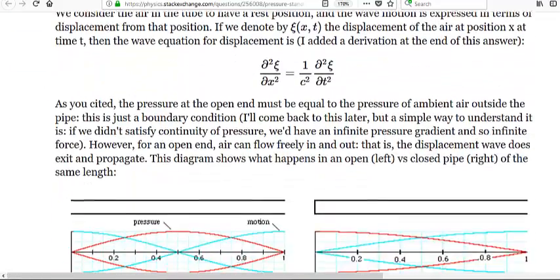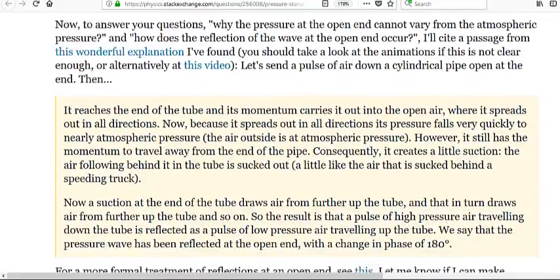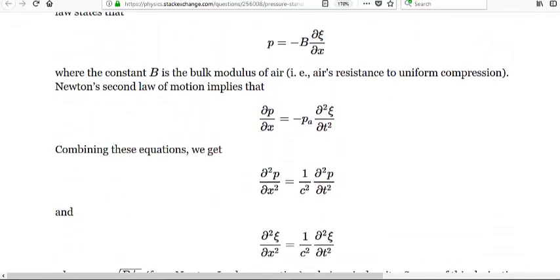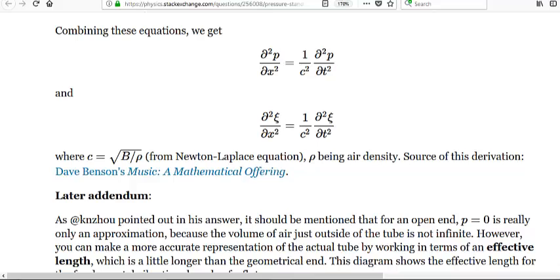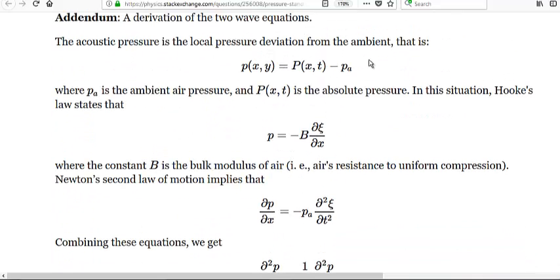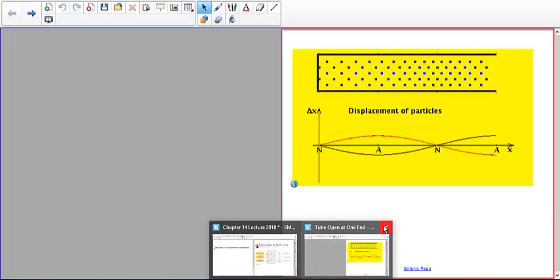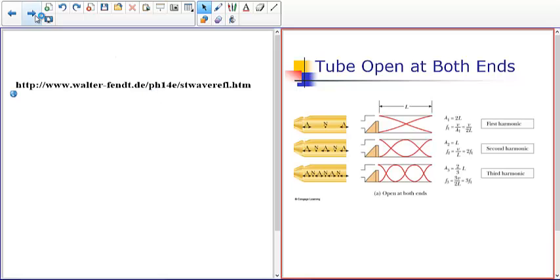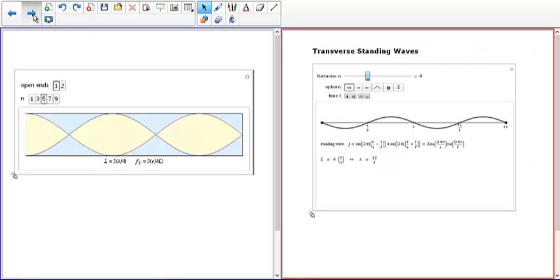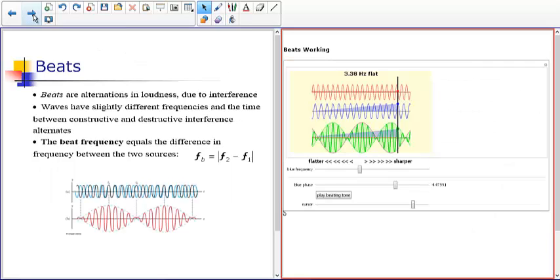But they were saying in reality that you actually have a much more complicated expression. That's just to show it's complicated. Okay, so we can close that. Okay, got tubes and also this stuff. We talked about the beat frequency.